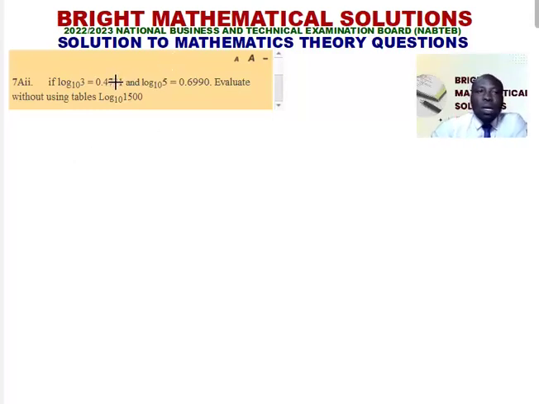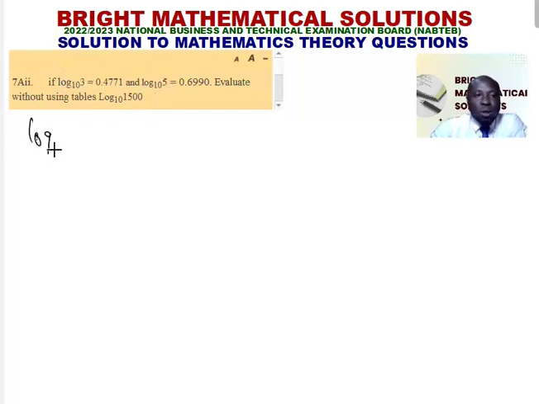We are looking at the solutions to the 2020-2023 NABTE examination, the theory part of the mathematics question. Today we are at question 7a, Roman figure 2, and it says if log base 10 of 3 equals 0.4771, log base 10 of 5 equals 0.6990, evaluate without using tables log base 10 of 1500. So our duty is to express this in the logs that we are given.